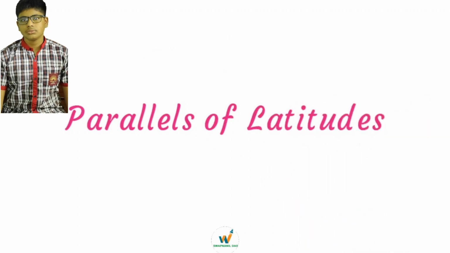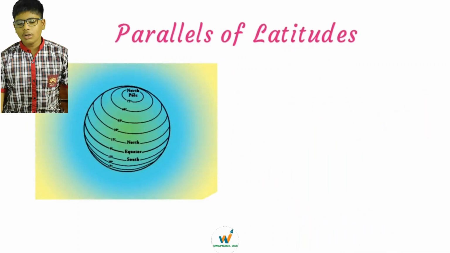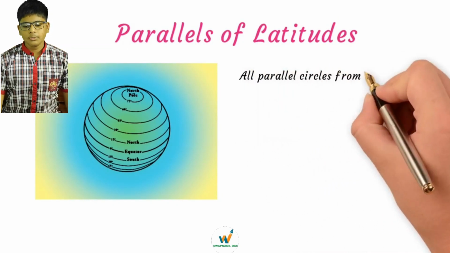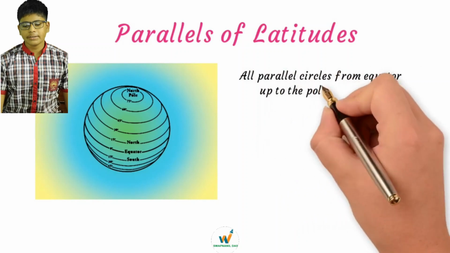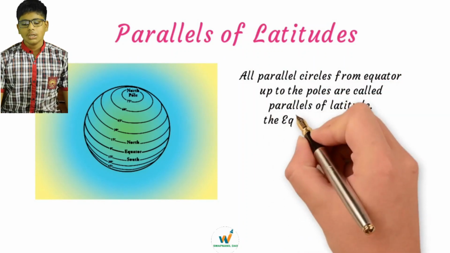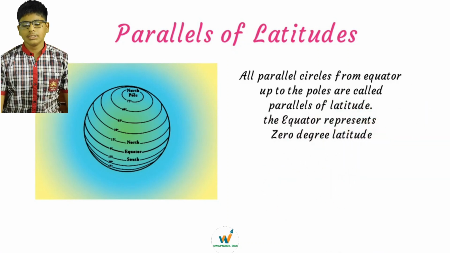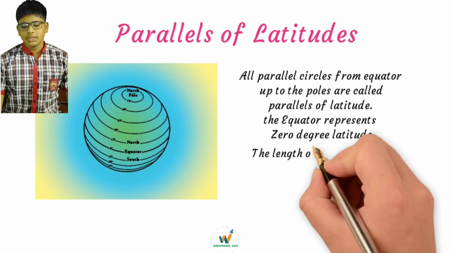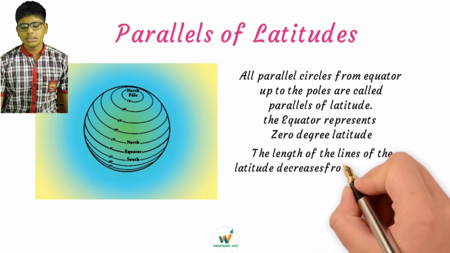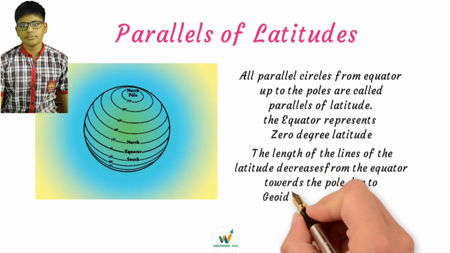Parallels of latitude. Let's have a look. All parallel circles from the equator up to the poles are called parallels of latitude. The equator represents 0 degree latitude. The length of the lines of latitude decreases from the equator towards the poles due to the geoid shape of the Earth.